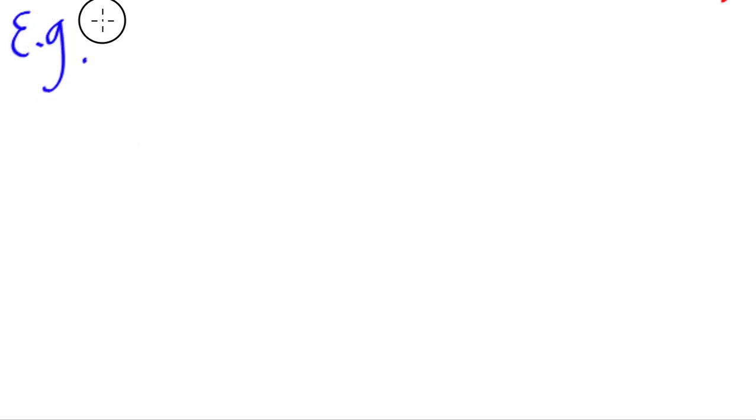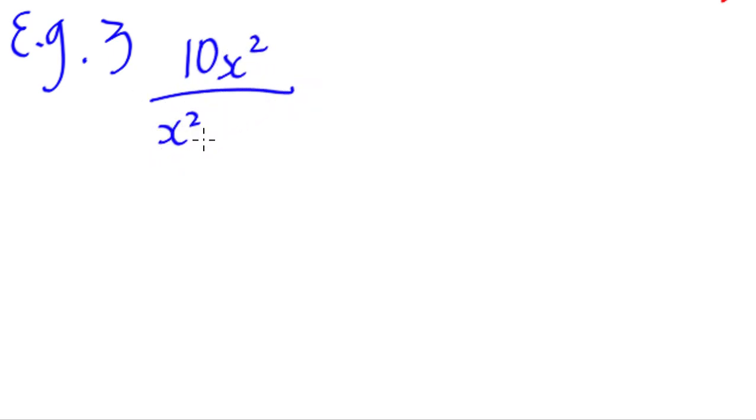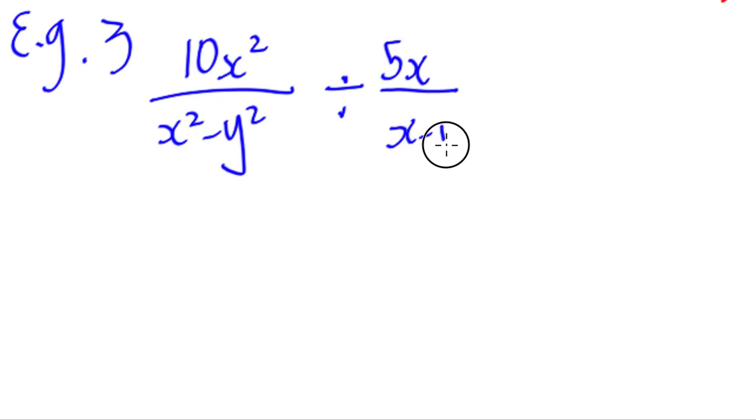That's it for our number 2. Now, for example number 3, we have 10x squared all over x squared minus y squared divided by 5x all over x minus y. Let me read it again: 10x squared all over x squared minus y squared divided by 5x all over x minus y. Just like in our previous video, I'm going to give it as an exercise or assignment for you. Kindly check out the next video, which will present the solution.